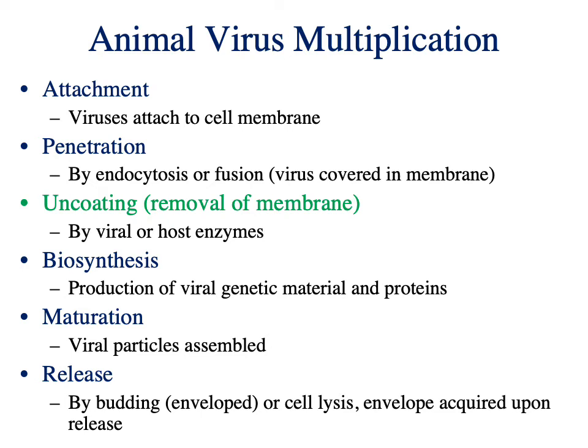It produces more of its genetic material. It produces more of its proteins to form its capsid. Then in maturation, it puts all of those particles, all of those proteins and genetic material together, and it makes more of itself. It makes more little viruses. Then it releases. It can also release in a different manner. It can do what's called budding, where it kind of squirts out of the host cell and takes some of its membrane with it and forms an envelope virus. Or it can release also by lysis.